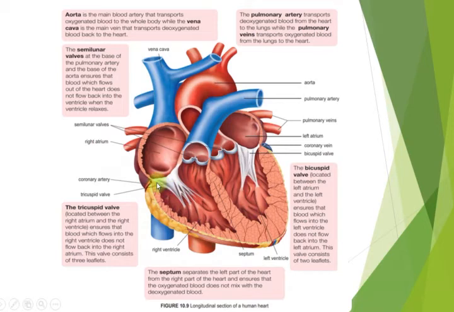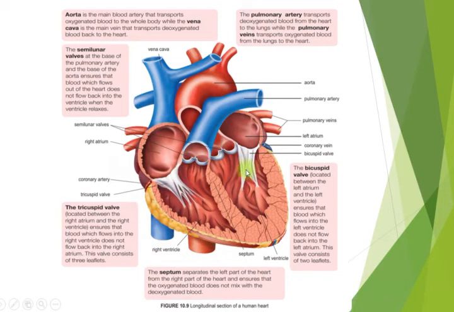So what is the function of the valve? It will ensure the blood flows from the right atrium to the right ventricle, and it will ensure the blood does not flow back to the right atrium. Why is the name tricuspid? Because this valve consists of three leaflets, it has three doors. So you have to remember the tricuspid valve is on the right side.